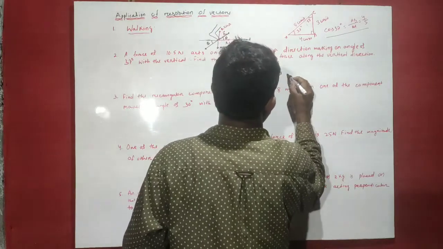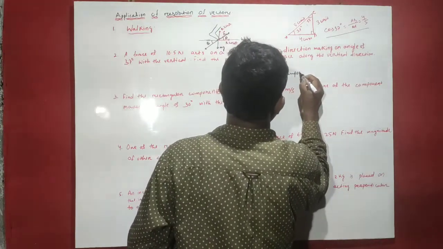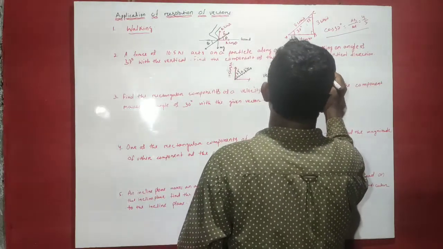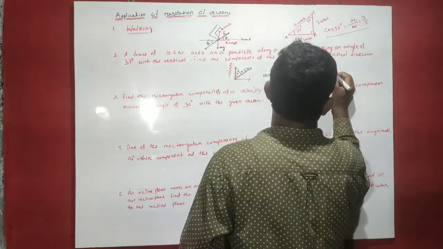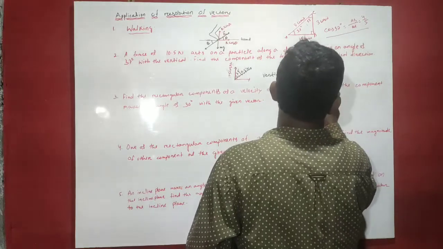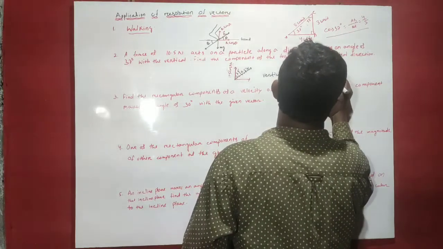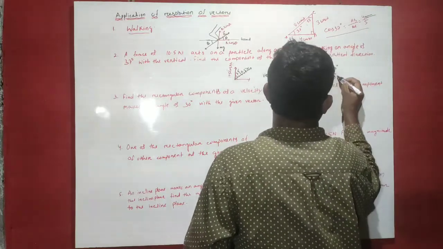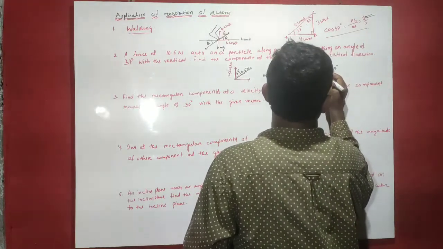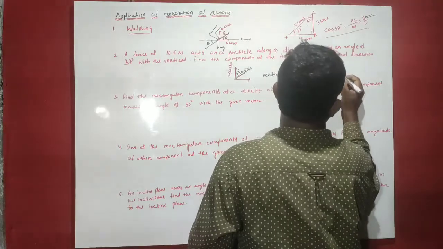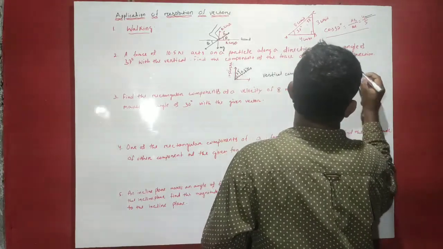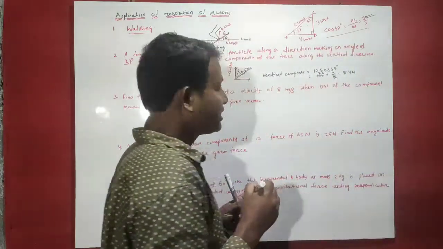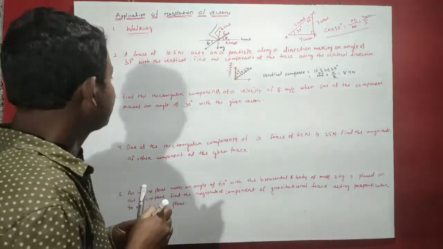Vertical component is equal to 10.5 cos 37. That means 10.5 into cos 37, which is 4 by 5. Then 2.1 times 4 is equal to 8.4 Newton. Our answer is 8.4 Newton.